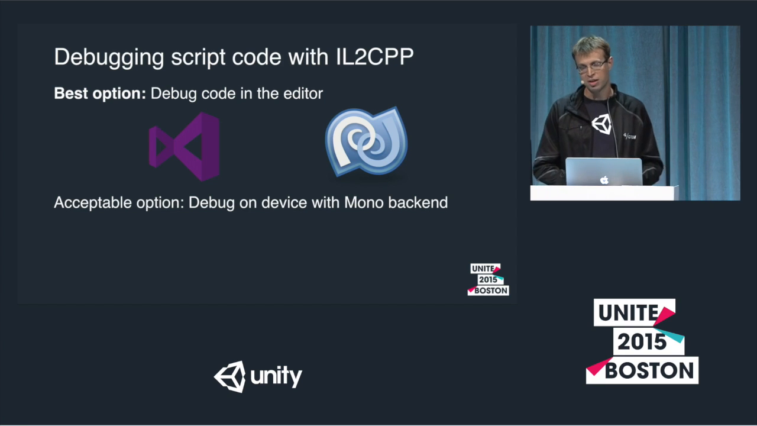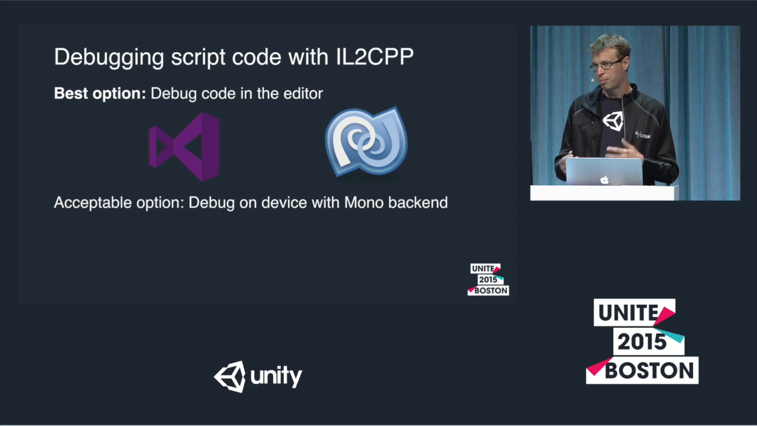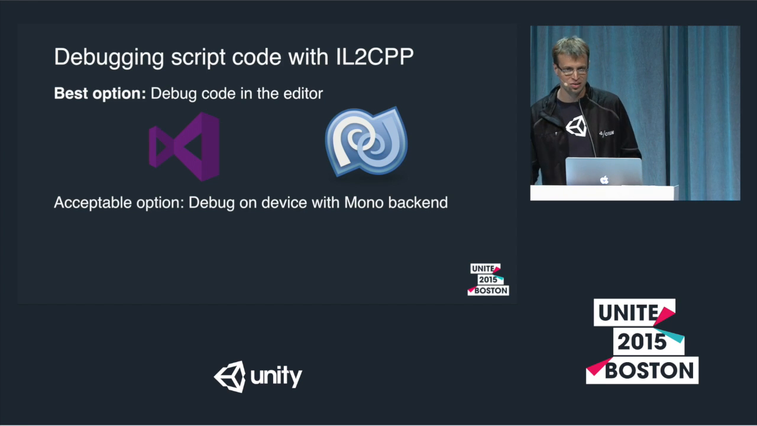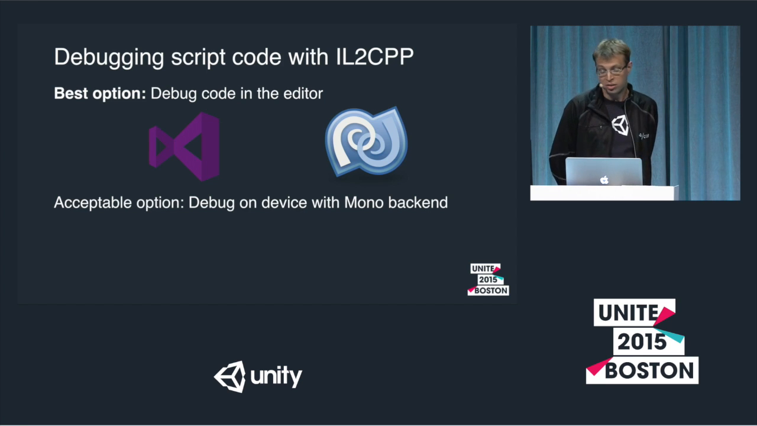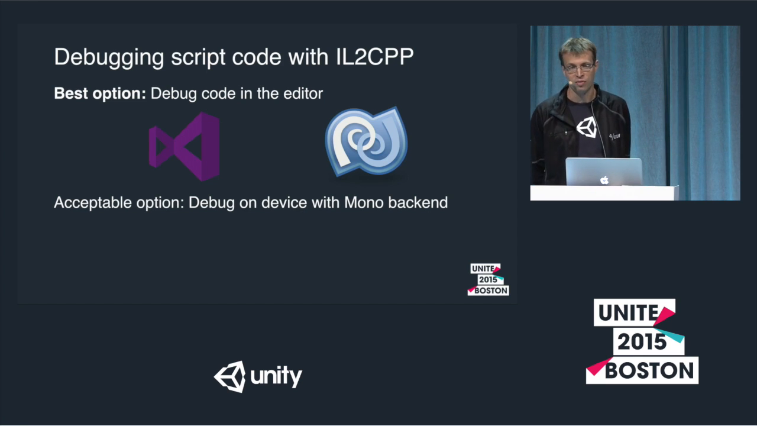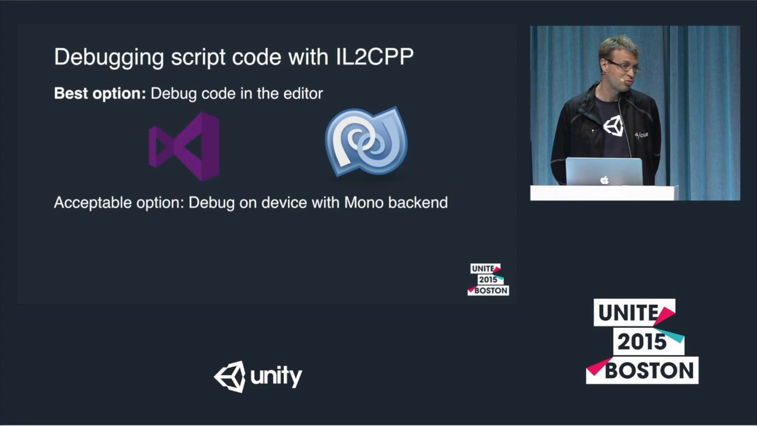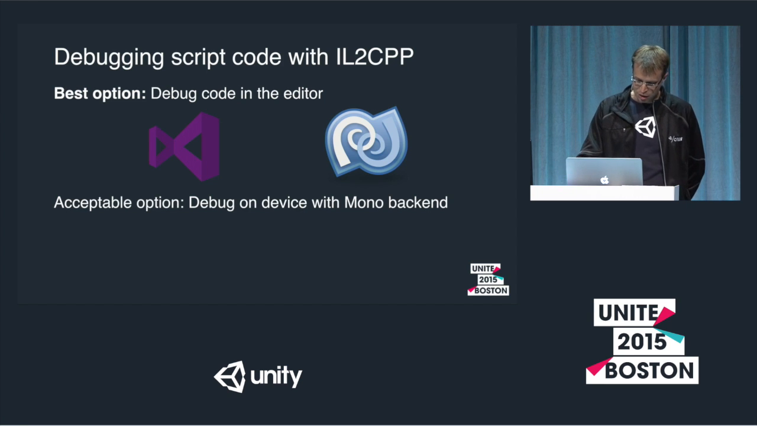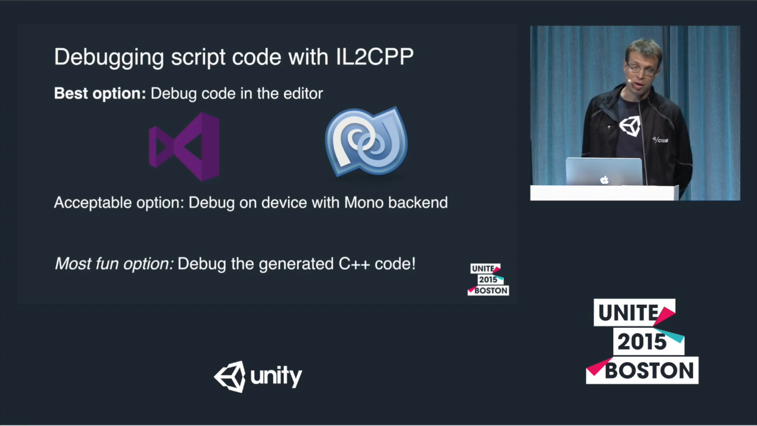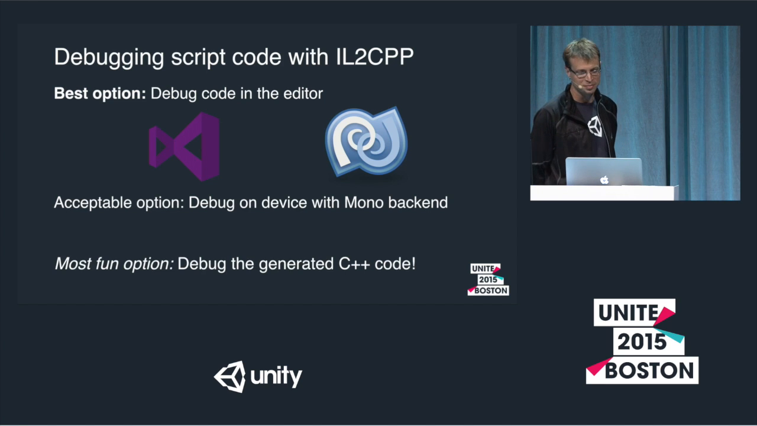At 5.3, you saw we're shipping a new version of MonoDevelop, and we're going to have a better roadmap going forward to upgrade MonoDevelop. So there's going to be nice tools on both OS X and Windows platforms. You can still debug with the Mono scripting backend on your device if you want to do that. Even for iOS, where we can't ship on the App Store, we can use the Mono scripting backend locally for script debugging. But if you're like me, the most fun option is definitely debugging the generated C++ code.